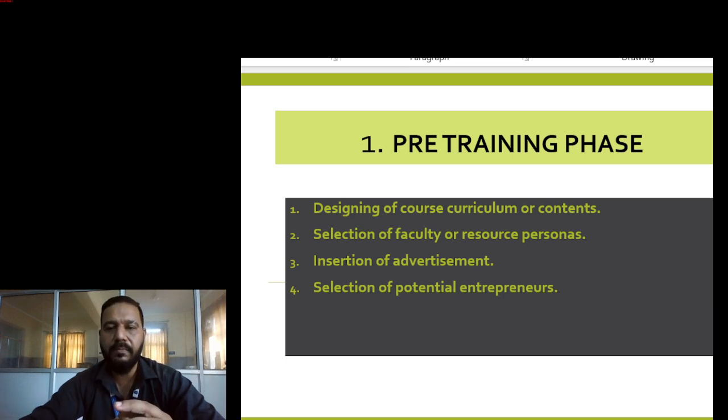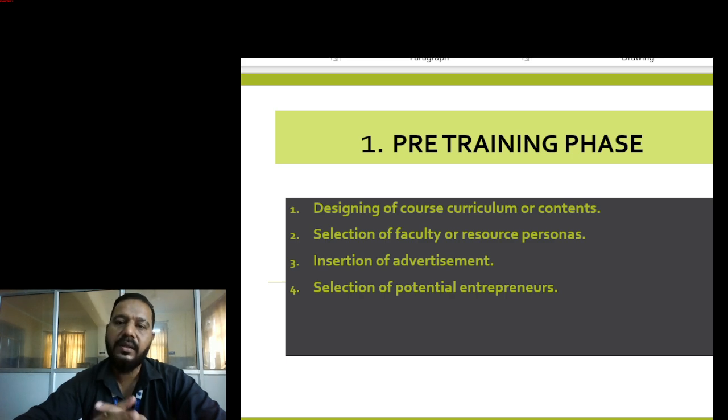Third is insertion of advertisements. So many a times in the EDP, we also tell about where EDP programs are being held. Many of the students don't know where the programs are being held. Like there are various agencies which are running EDP programs. So advertisement is also given in the newspapers, on the radio, on websites, and on the MSME website, the Micro Small Medium Enterprise website. The advertisements of the EDP program are launched so that the people who are interested in the EDP program can get enrolled in that.